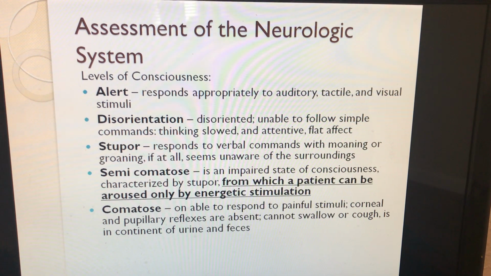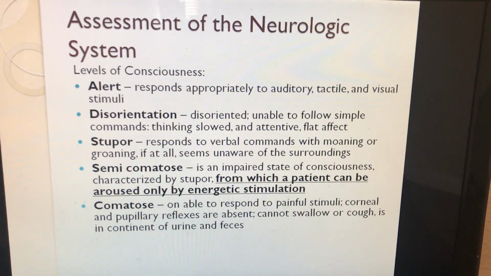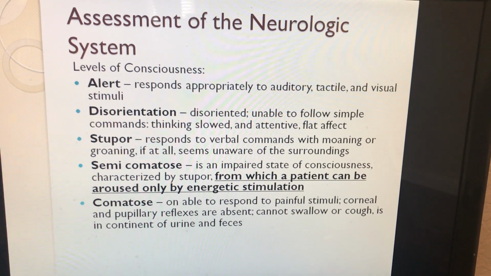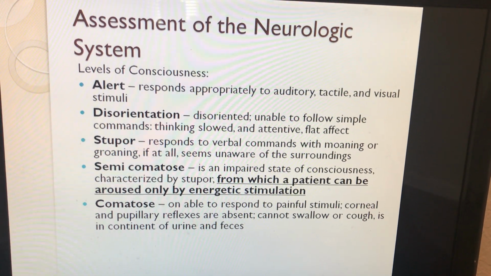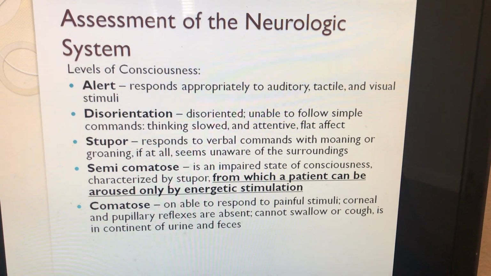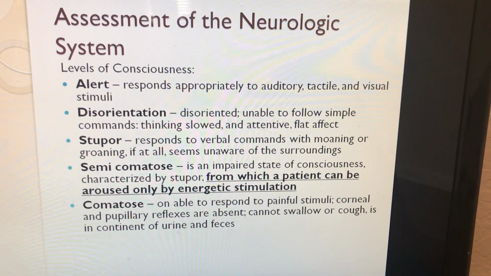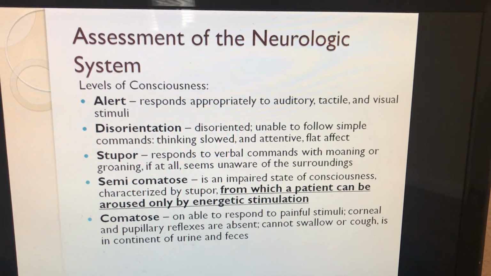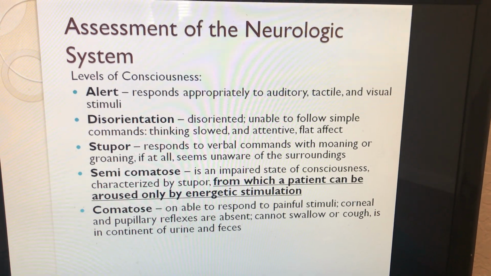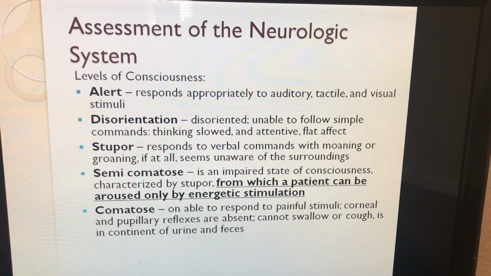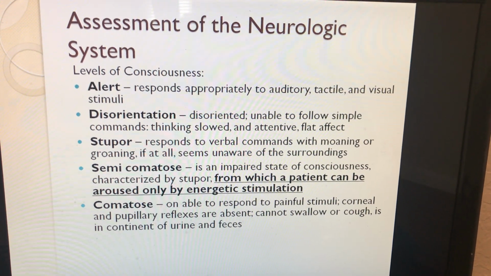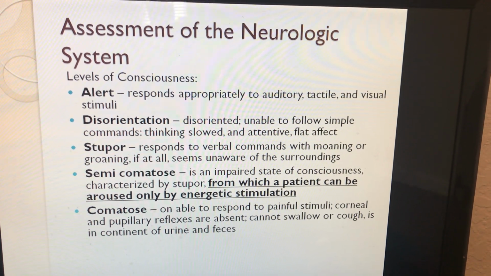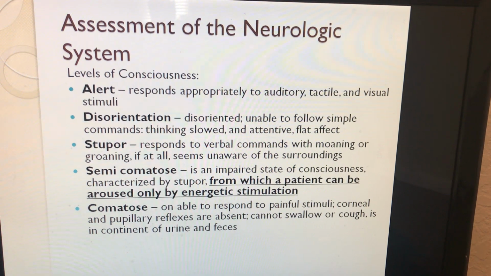So you have some terms for level of consciousness: alert, disorientation, stupor, semi-comatose, and comatose. An alert patient responds appropriately to auditory, tactile, and visual stimuli. Disoriented means they're unable to follow simple commands. Their thinking is slowed and inattentive. Stupor responds to verbal commands with moaning or groaning, if at all, and they seem unaware of their surroundings.